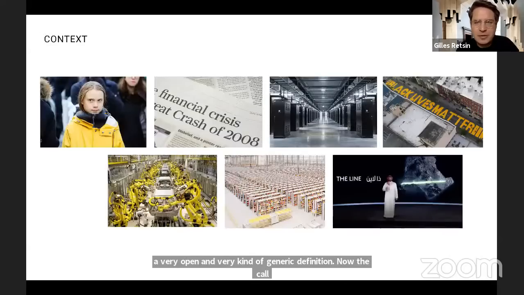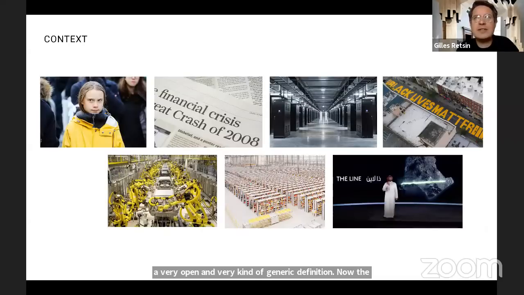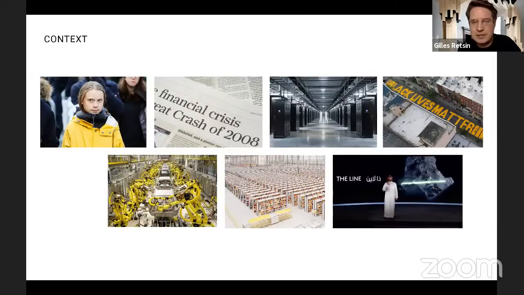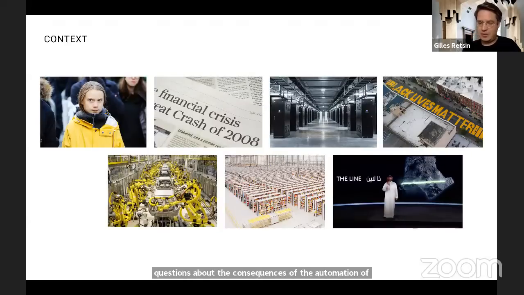Now, the context for this work is very specific. So the discrete, I think, really started as a group of people, many friends and colleagues who actually also have been involved here with Digital Futures, who realized that after the financial crisis of 2008, there was something lacking in digital discourse up to that date. A lack to respond to a renewed sense of crisis and urgency that was in the world, that goes from the global climate crisis to the global housing crisis, to questions about the consequences of the automation of labor, to even issues now that are on the agenda from identity and things like Black Lives Matter.